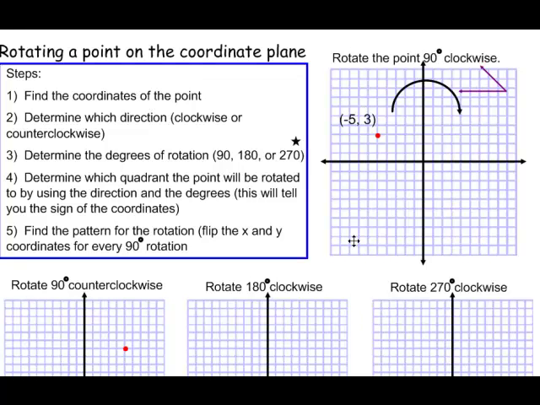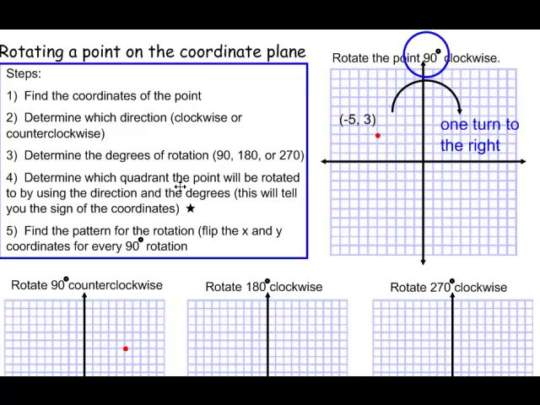So 90 degrees is 1 quadrant. 180 degrees would be 2 quadrants. 270 degrees would be 3 quadrants, and obviously a full circle would be 4 quadrants, which would kind of be useless to do. So determine the degrees of rotation. Is it 90, 180, or 270? In this case, it's 90. So that's going to be 1 turn to the right because we know it's clockwise.